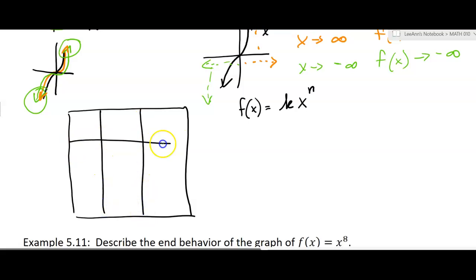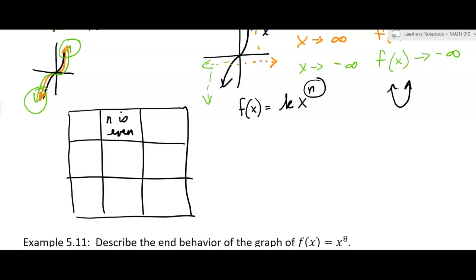It's kind of a 3x3 chart, and it's based on two things. One, if n is even, meaning n is an even number, just like your parabola, it's going to follow that far end behavior like a parabola. Now, you may have something going on in the middle here, but that's not what we're talking about. We're talking about the far ends. So it's called far end behavior or end behavior.